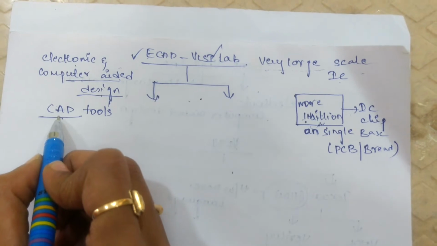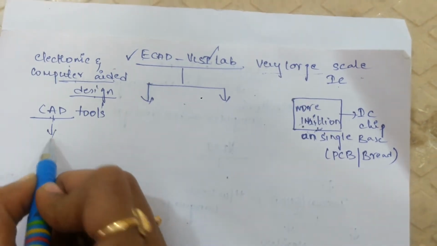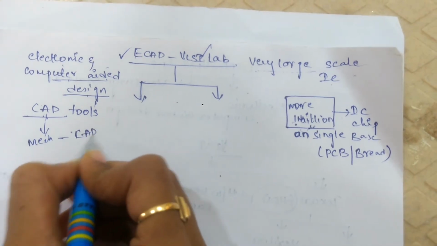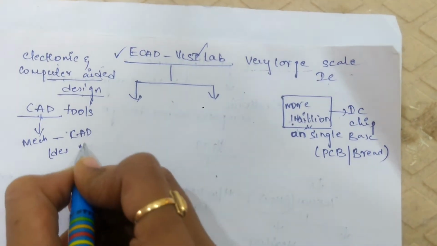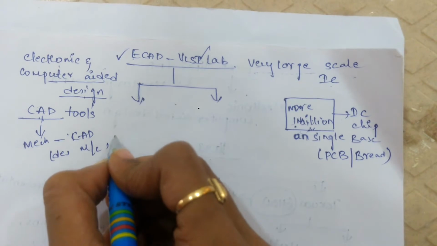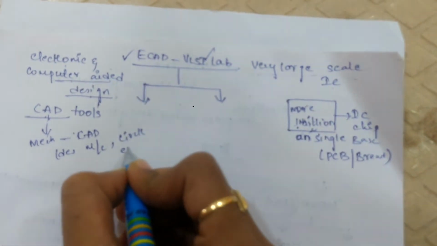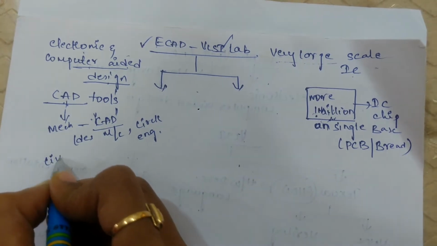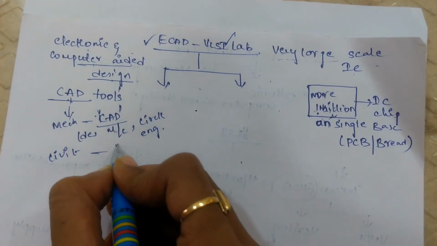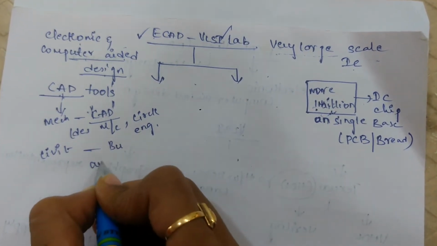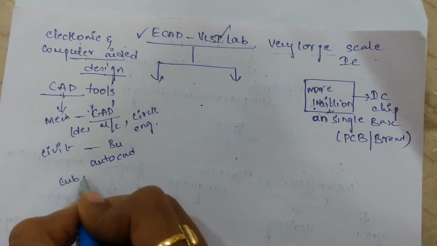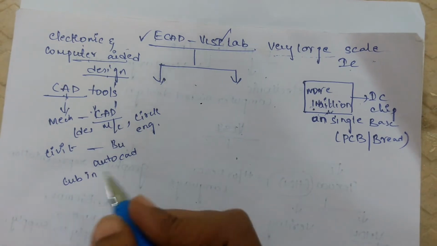Now there are many different CAD tools. Mechanical engineering will have its own CAD tools for designing machinery, circuits, engines or anything. The civil engineering department will have AutoCAD tools for building construction, or for designing cupboards or interior works. They will have their own tools.